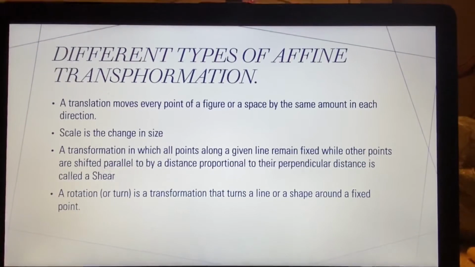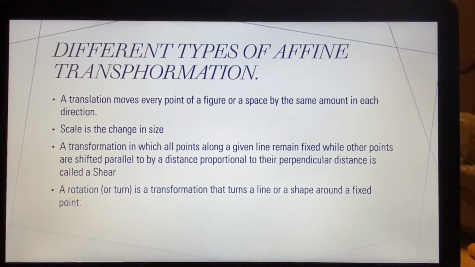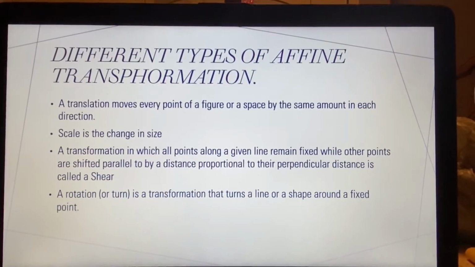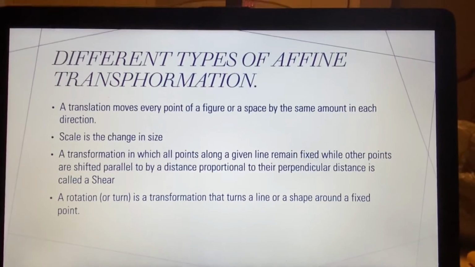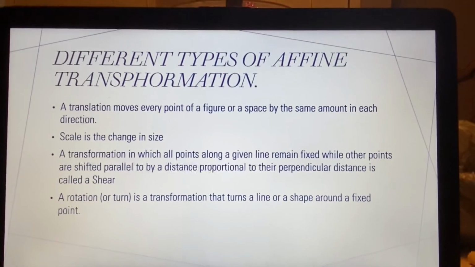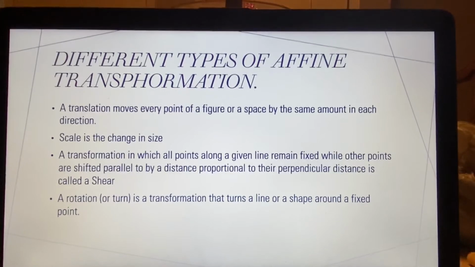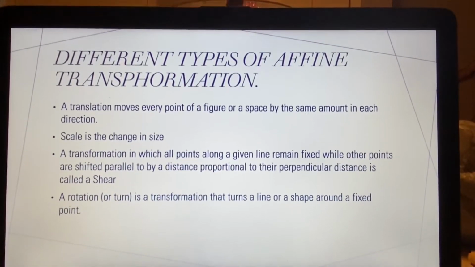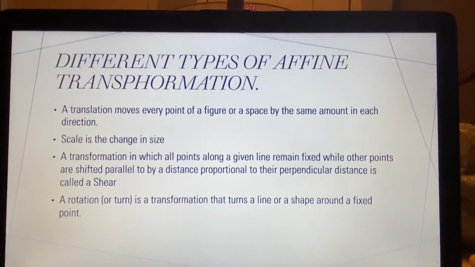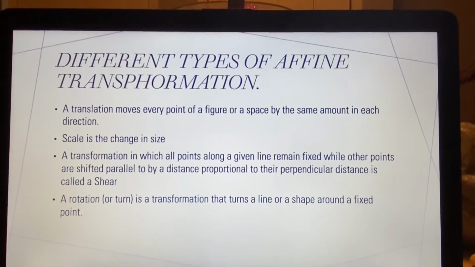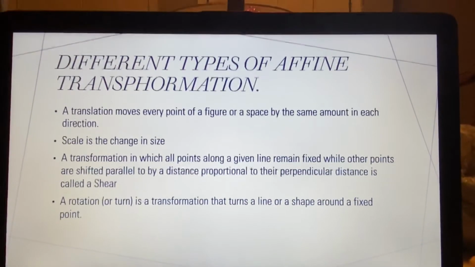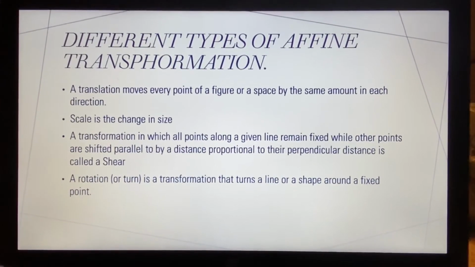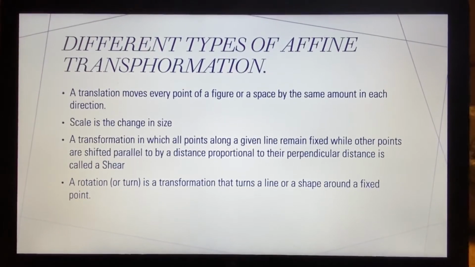Then we have different types of affine transformation. First, we have translation, and a translation moves every point of a figure or a space by the same amount in each direction. Think of just moving a shape to a different location. Let's say on a sheet of paper you have a square in one corner and you move it or redraw it to the other corner. That's essentially what translation is.